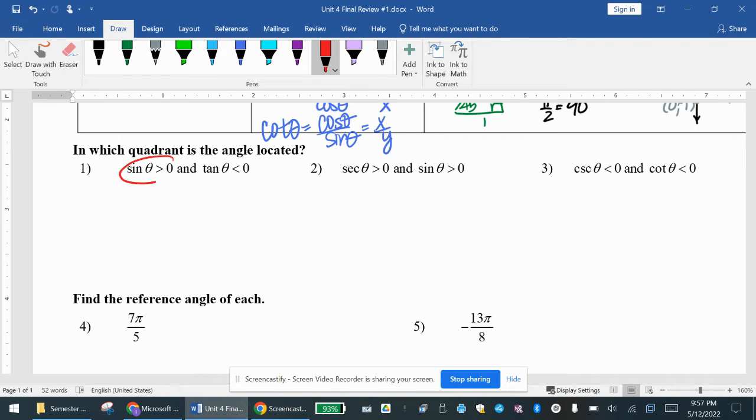The first clue is that sine is greater than 0. When something is greater than 0, that means it is positive. Who is sine related to? Remember, we're talking about quadrants, so you've got to think x and y values. Is sine related to x or y? Sine is related to y. So we're looking for a y value that is positive.